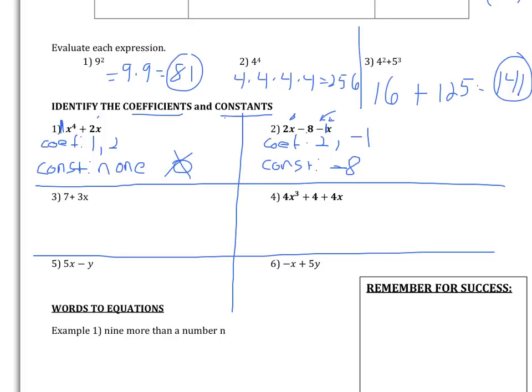Before class, you need to have problems 3, 4, 5, and 6 all the way complete. Just do the same thing. Write coef, constant, write what they are. So again, before class, you must have that done.